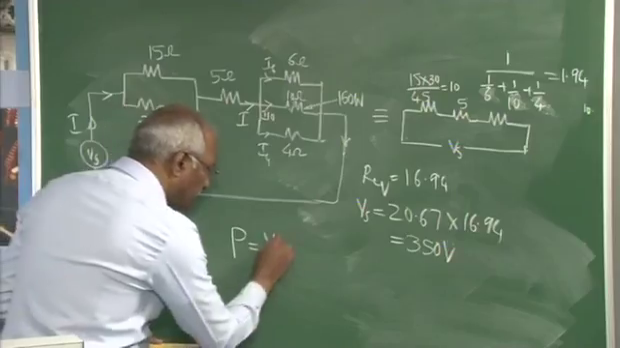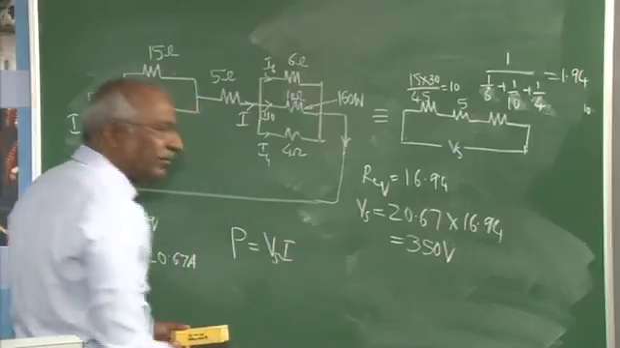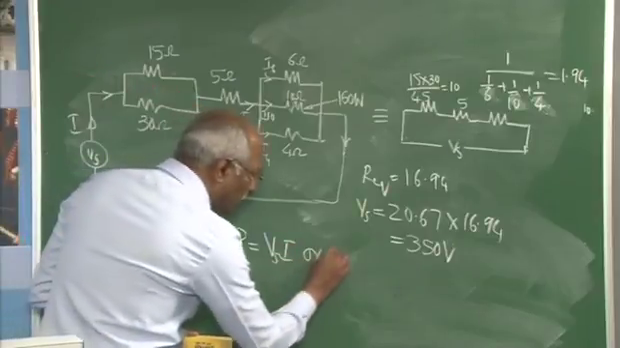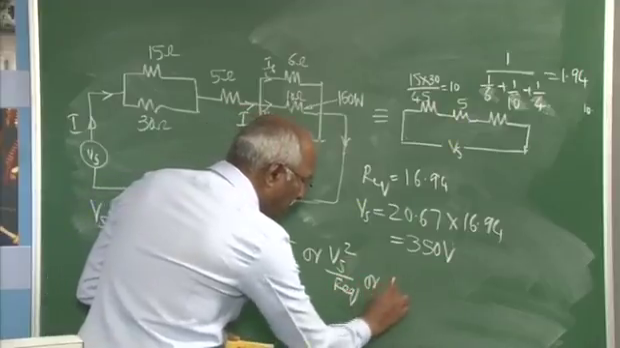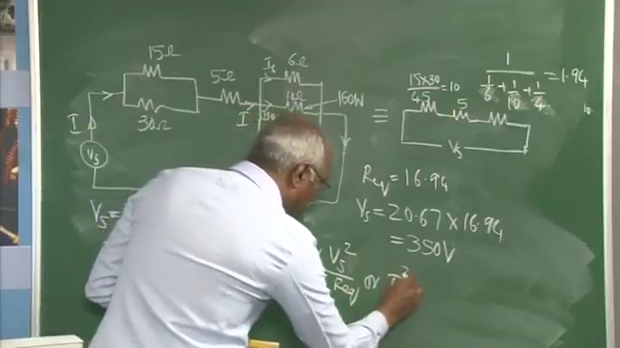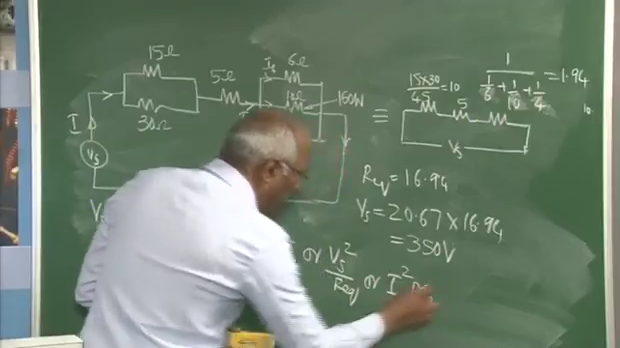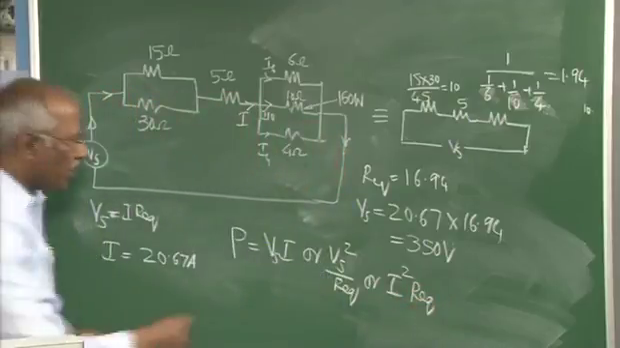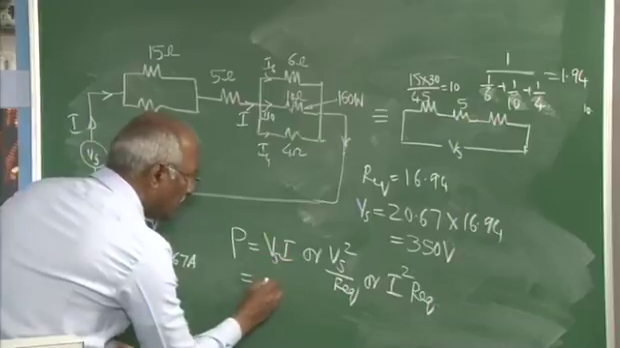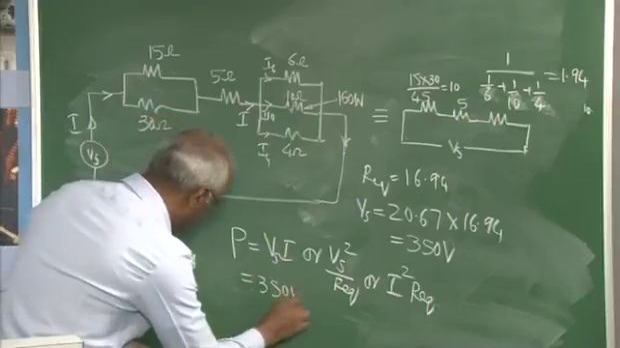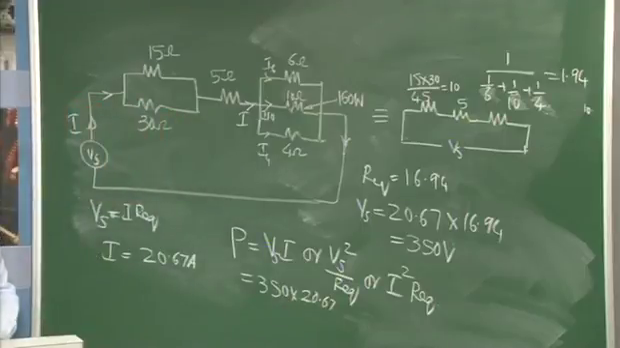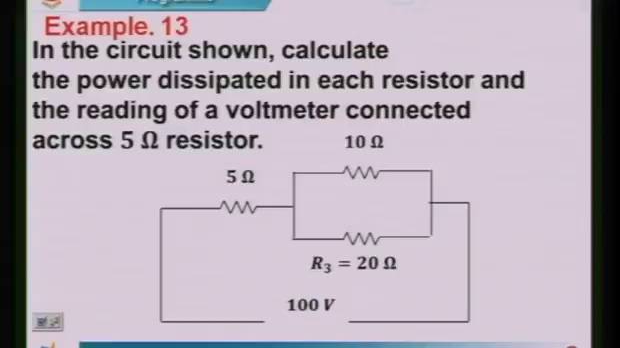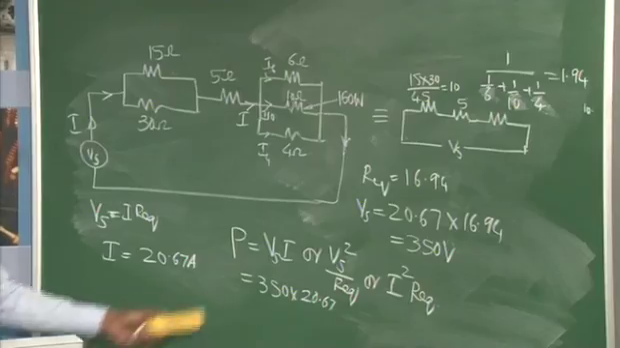This can be taken as Vs into I, or it can be taken as equal to Vs square by R equivalent, or it can also be taken as I square into R equivalent. All of them should give the same value. In that respect, if I go for this, it will be 350 into 20.67 that will give you that value. That I have not calculated, but anyhow, this will be the value.